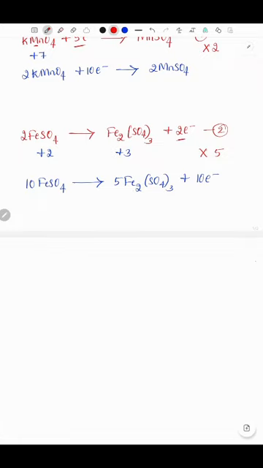Write all the reactants on the reactant side and products on the product side. And while writing, we can immediately cancel. There are 10 electrons which are lost and 10 electrons which are gained. We can cancel that first.